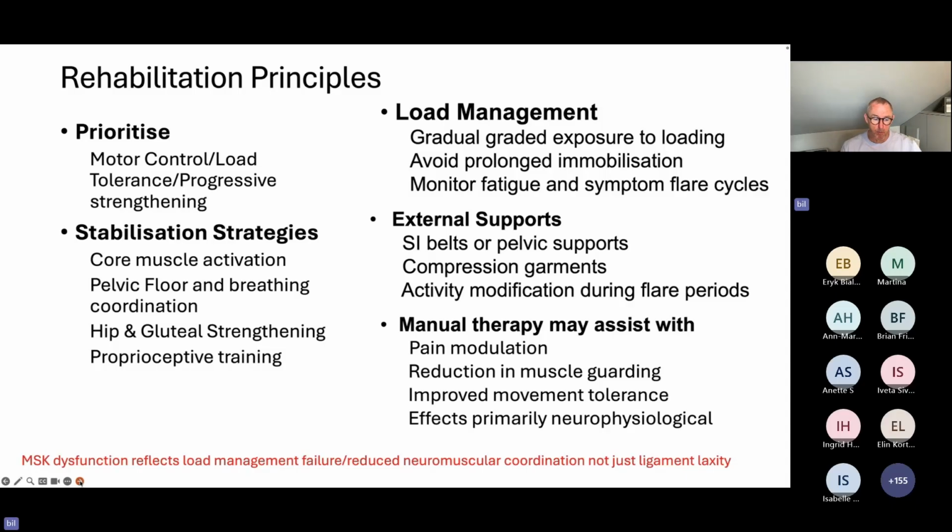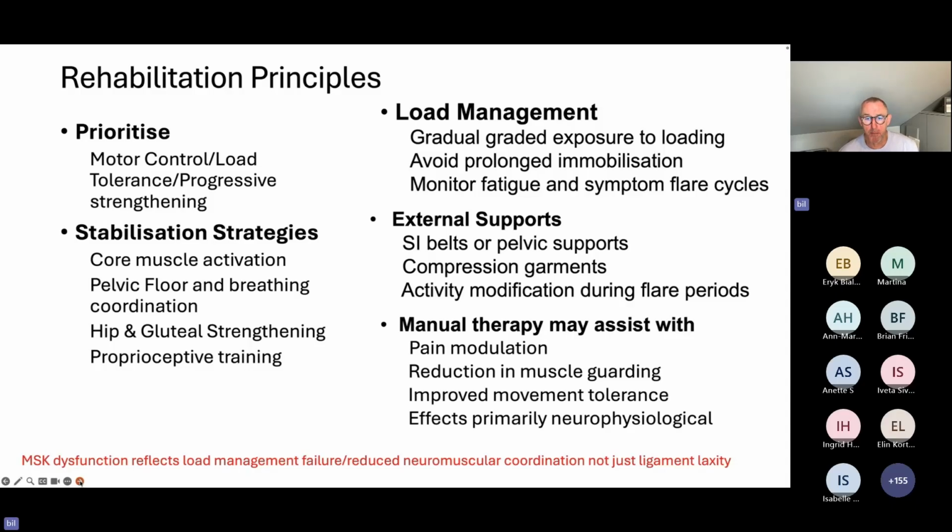Compression garments, which are a bit more global, sometimes can help. And my colleague Granny Donnelly is doing some interesting work looking at the use of compression garments in running and athletes with incontinence. So there's going to be some interesting information about how these guys might be helped by using compression garments in the future. Then activity modification during flare periods: having a rest or taking some time off to get things to settle is not giving in, but actually it's changing and giving the tissue some time to heal.